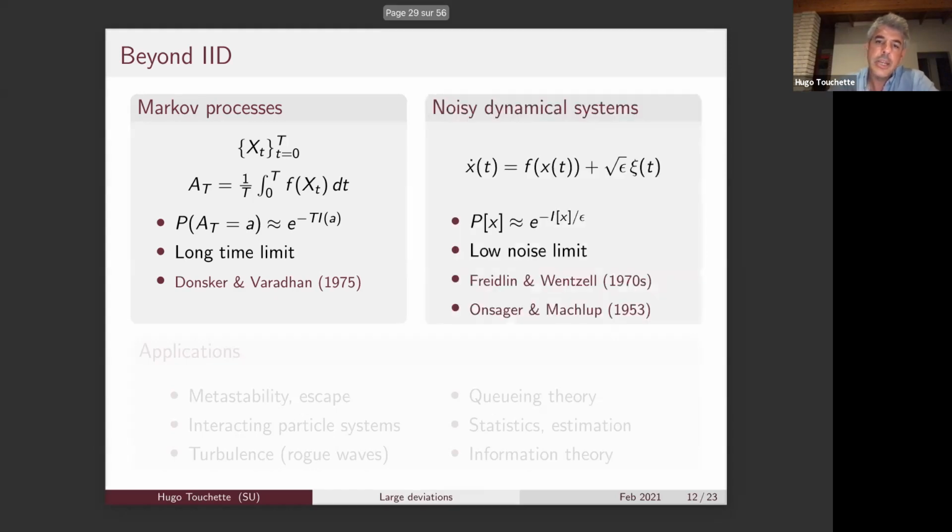There's another theory that emerged right about the same time where the limit is a bit different. So here you also consider a Markov process described by a stochastic differential equation. So you have a differential equation that you perturb by a small Gaussian noise.